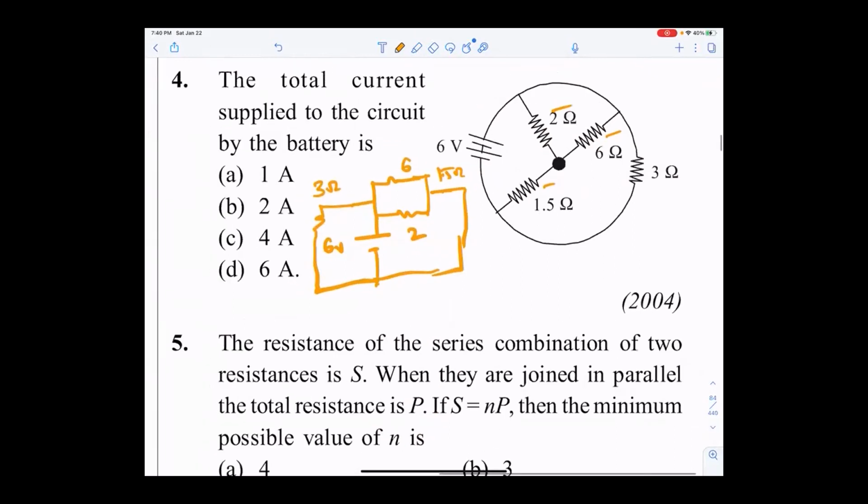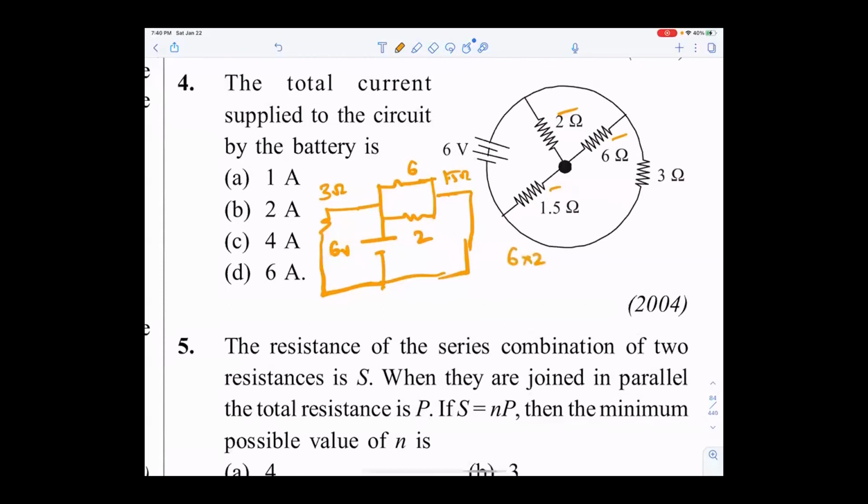So we have 6 and 2 in parallel. 6 into 2 by 6 plus 2, that is 12 by 8, so 3 by 2, 1.5 ohm. The equivalent of these two is 1.5, and with the other 1.5 this will become 1.5 plus 1.5, 3 ohm. 3 and 3 are in parallel, so we get 1.5 ohm. So what is the current I through the battery? V by R, 6 by 1.5, 4 amperes. Is that clear, everyone?